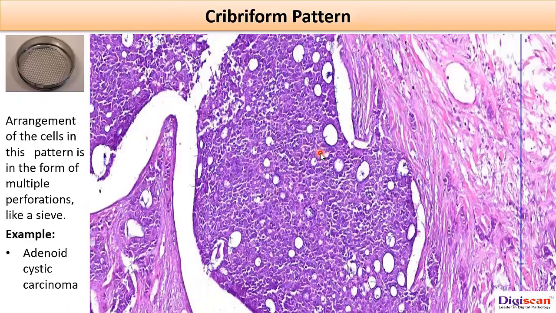Cribriform pattern. Another pattern seen in tumors is cribriform pattern, in which the cells are arranged in the form of multiple perforations like a sieve. We can see that there are multiple spaces or holes which resemble a sieve. Now here is the sieve with multiple holes, and this resembles this tumor, and this is characteristic of adenoid cystic carcinoma.